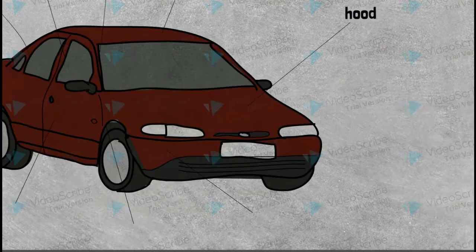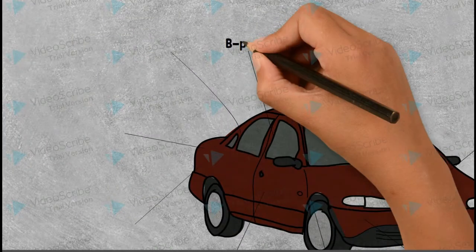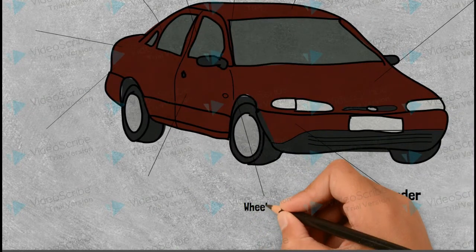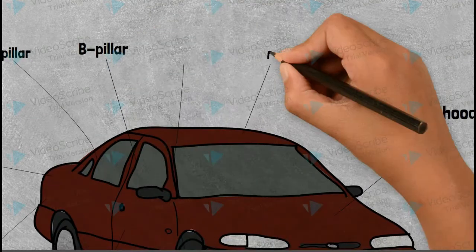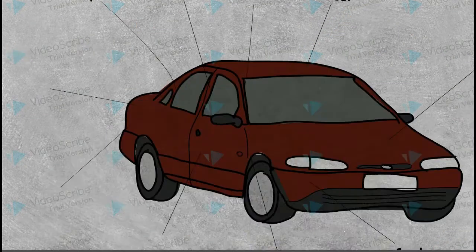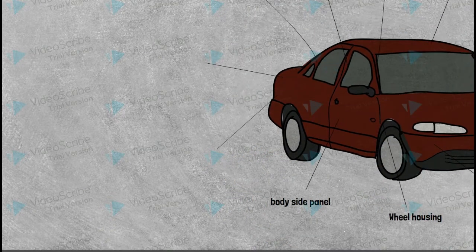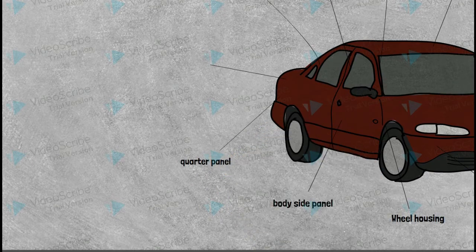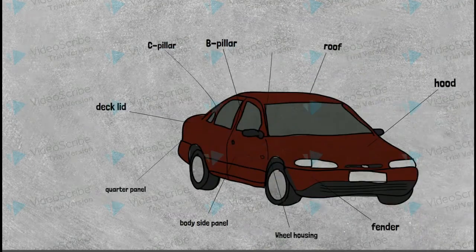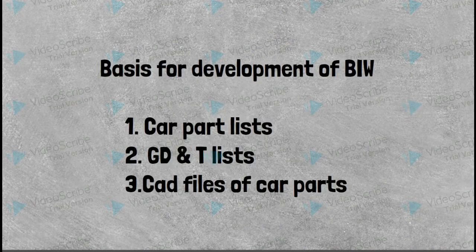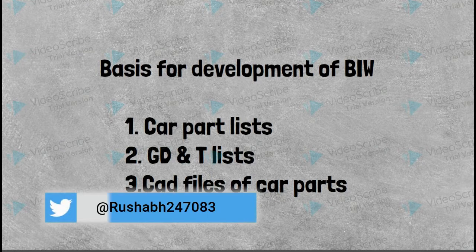Yes, the first one is hood, then fender, then B pillar, C pillar, wheel housing, roof, body side panel, quarter panel, and deck lid, and last but not least, A pillar. These were the parts of the BIW, but still it is unknown how the design of this BIW structure is being done and what are its criteria.